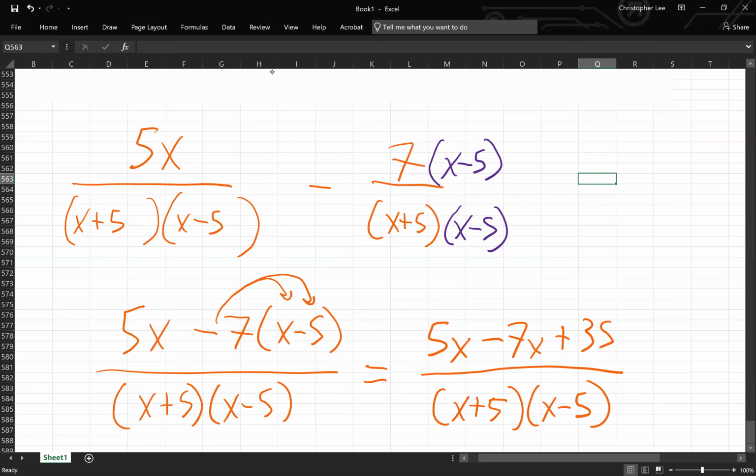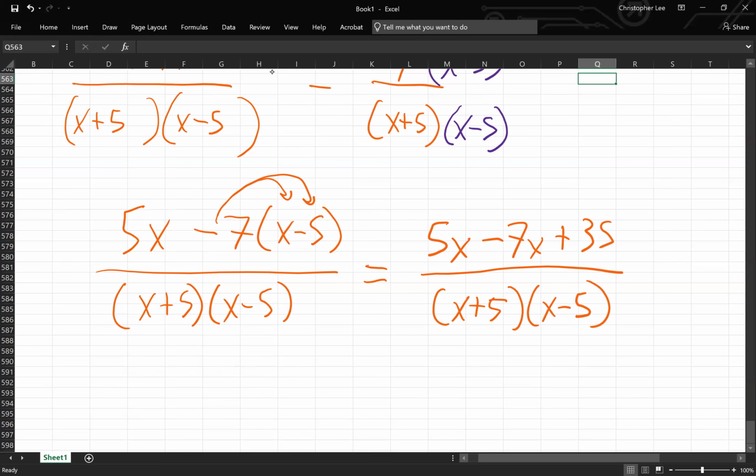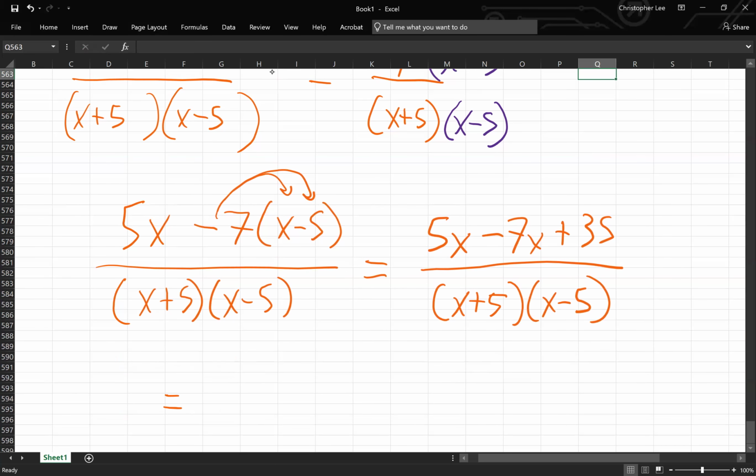All right? Let's combine like terms. So what do I have? 5x minus 7x is, no, not 6, negative 2x plus 35 over the x plus 5, x minus 5.